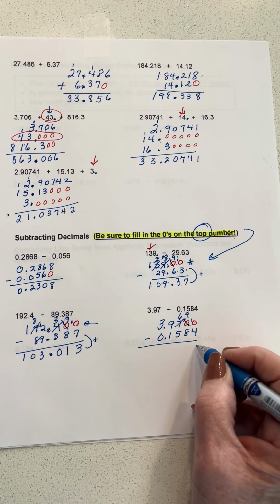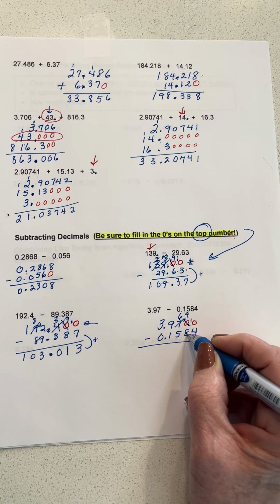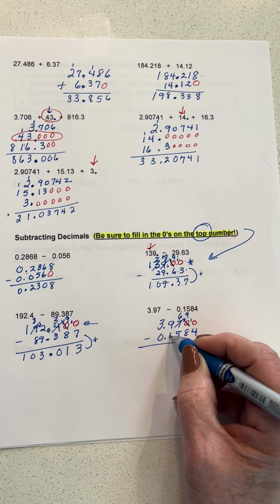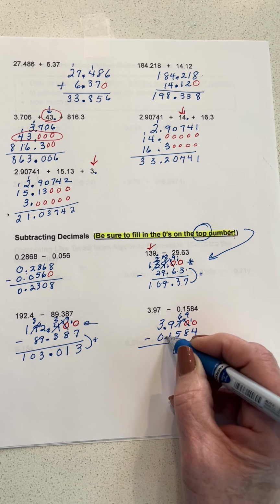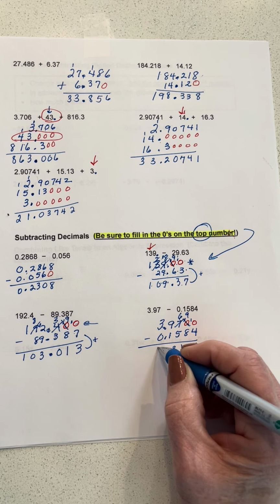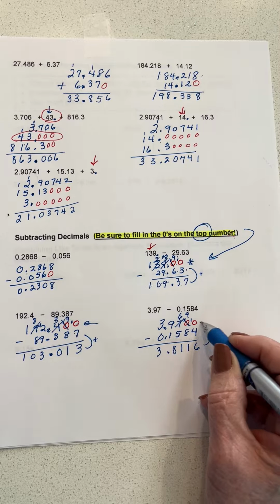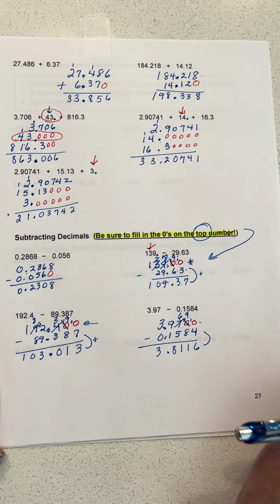So 10 minus 4 is 6. 9 minus 8 is 1. 6 minus 5 is 1. 9 minus 1 is 8. Here's the decimal point. 3 minus nothing is 3. And again, we can add these two together, and we should come up with what we started with.